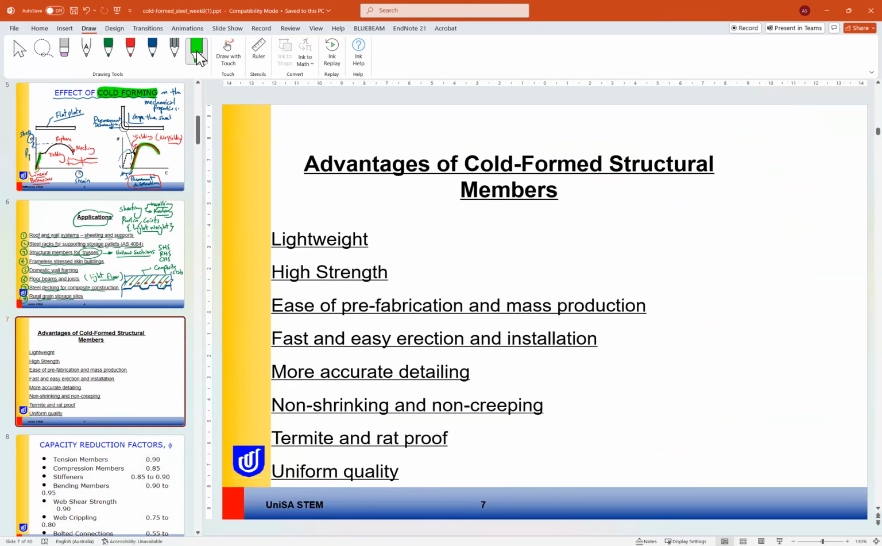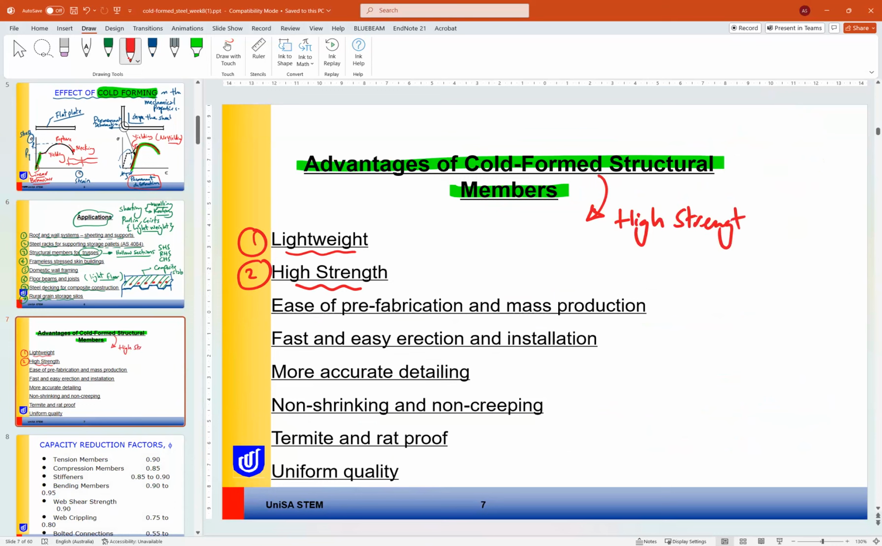The advantages of the cold formed steel structure members are lightweight, this is the most important one, and high strength, this is the second one. So the main thing in the cold formed steel is that they have a high strength to weight ratio. So they can carry or support more loads compared to their weight. The third is ease of prefabrication and mass production. So if you have the milling or the forming machine, you can easily produce or have mass production.